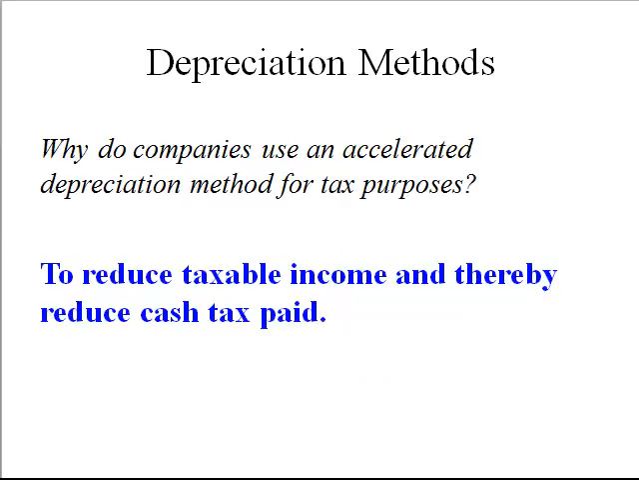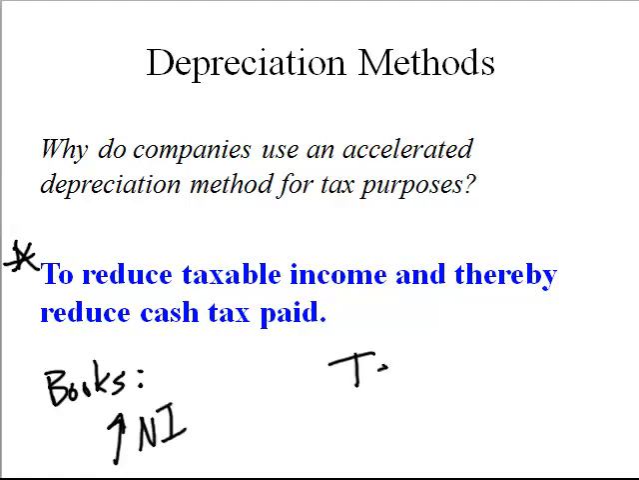The reason a company would use an accelerated method of depreciation for tax purposes is to reduce taxes paid. For financial reporting, we typically prefer high net income. On the books, companies like to report lots of net income. But for tax, we have the opposite incentive, to report low income in order to reduce taxes paid.